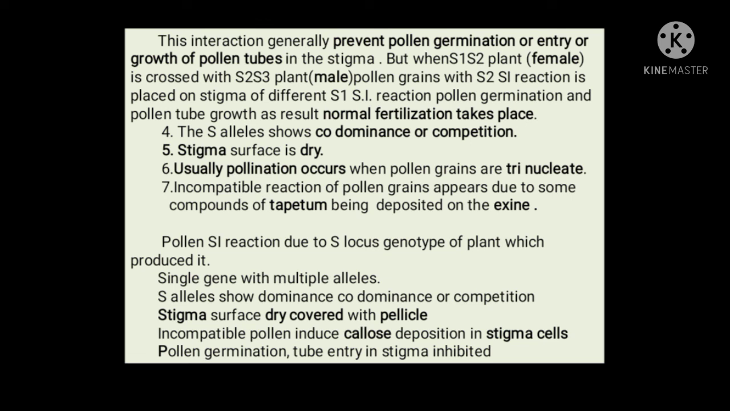Usually, pollination occurs when the pollen grains are trinucleate. Incompatible reactions of pollen grains appear due to some compounds of the tapetum being deposited on the pollen wall. The pollen SI reaction is due to the S locus genotype of the plant which produces it, a single gene with multiple alleles. The S alleles show dominance, codominance, or competition. The stigma surface is dry, covered with a pellicle. The incompatible pollen induces callose deposition in stigma cells, and pollen tube entry into the stigma is inhibited.